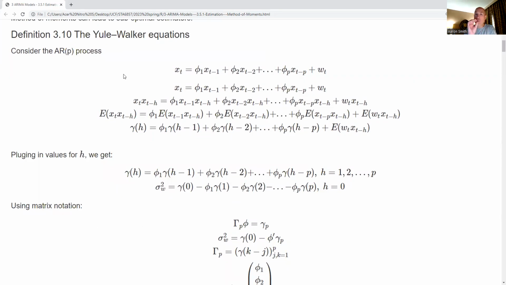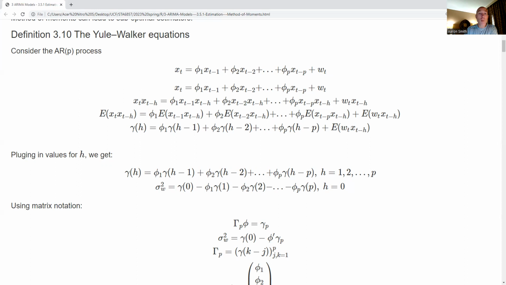Let's go ahead and focus for the moment on a strictly autoregressive process. So I have x of t is equal to the coefficients times the lagged values of our data plus our white noise term. Now here's what we're going to do. I'm going to multiply both sides of that equation by a lagged value, and then I'm going to take expected value. When I do that, I'm going to get equations for different lags on what I multiply with.